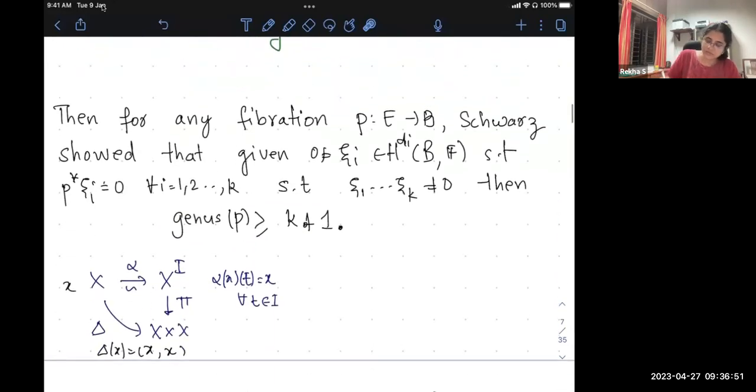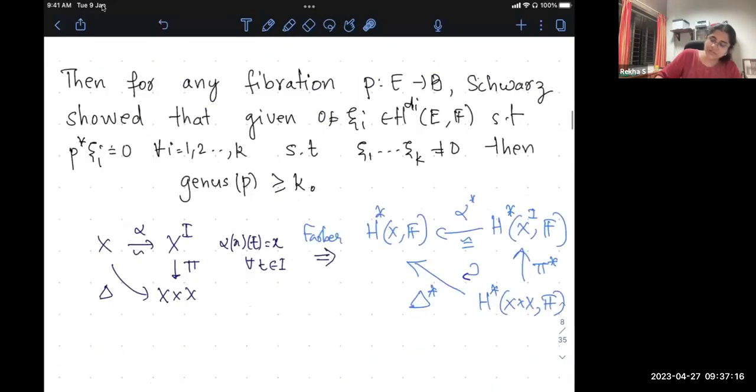Okay. So let's look at the case that we are looking at. So we are looking at the Schwartz genus of this particular fibration. And X to the I is always going to be homotopic to X by taking a point to the constant path at X. And then there is a diagonal map which takes X to (X, X), and this whole thing is a commutative picture.